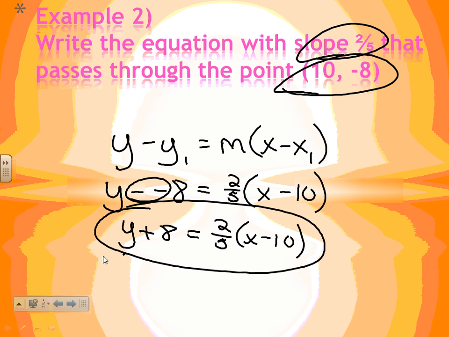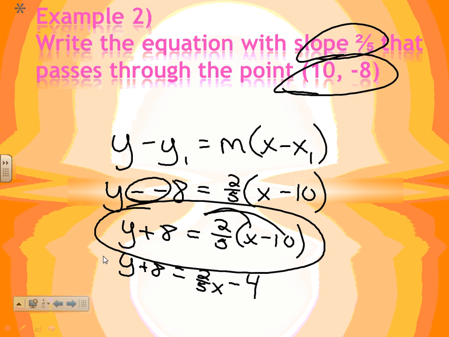Okay, so always distribute first. 2/5 times x is 2/5 x, and 2/5 times negative 10 is, I'll help you out, negative 4. Am I right on that? You might want to check me. You got calculators, put it in. Parentheses, 2 divided by 5.